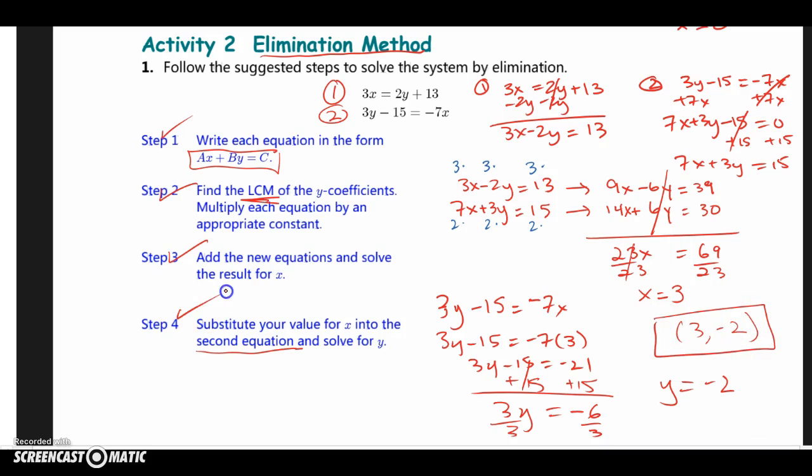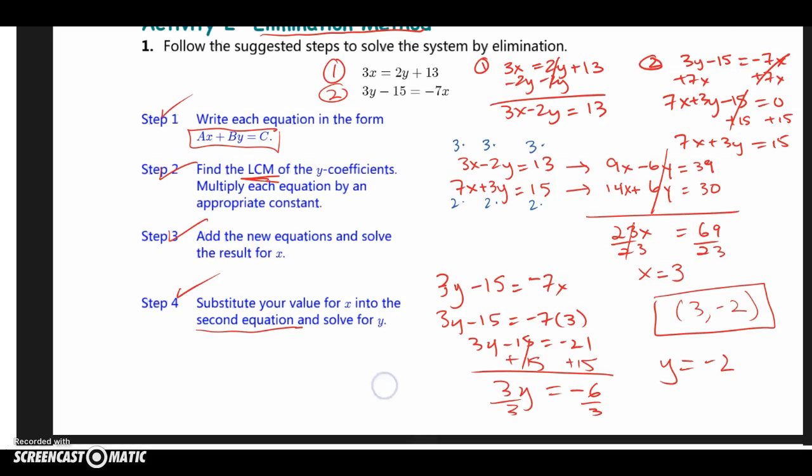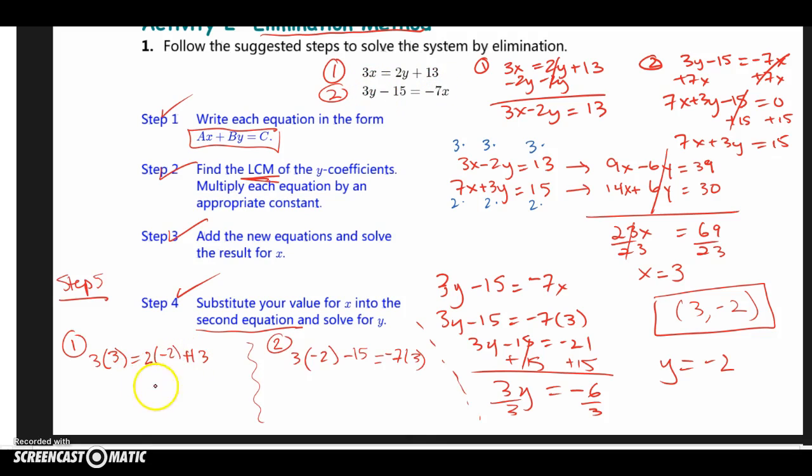However, the last step, that's not printed on here, says to check the solution in both equations. So let's do that. Plug in x here, y there, and then again plug the same x here and the y there. So we put x equals 3, y equals negative 2 into equation 1. That gives me 9 equals negative 4 plus 13, and negative 4 plus 13 is 9, so that's a check. I get a true statement.